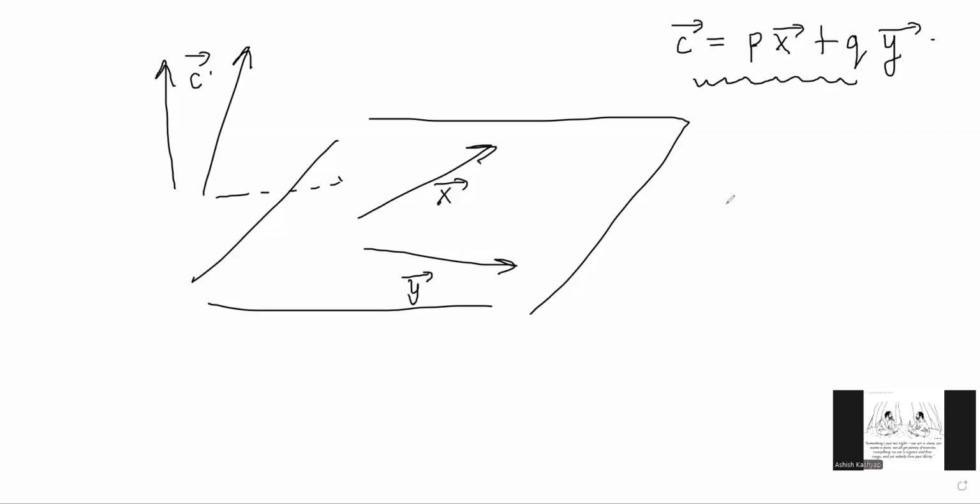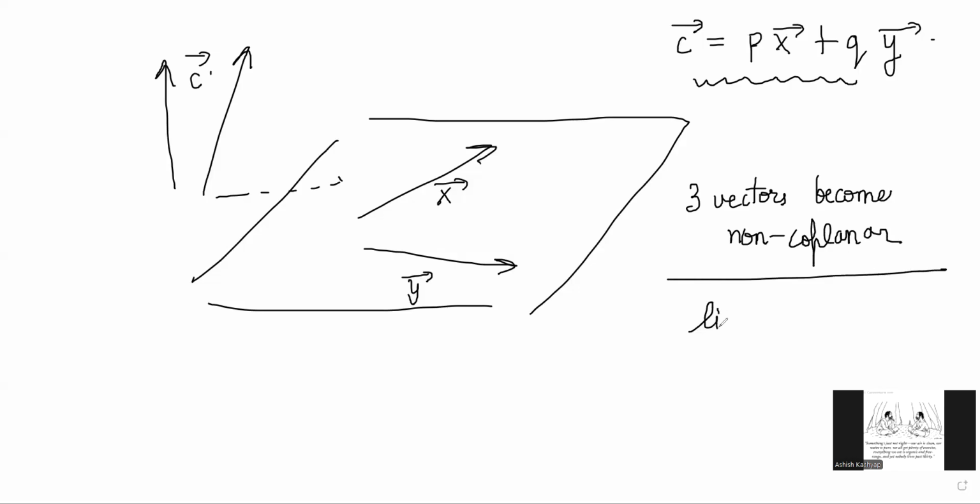Yes, sir. As soon as three vectors become non-coplanar, then that system is linearly independent. Okay. So this is an important idea. Hopefully समझ में आ रहा है सबको. Yes, sir.